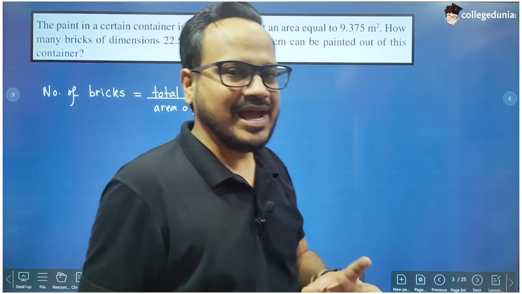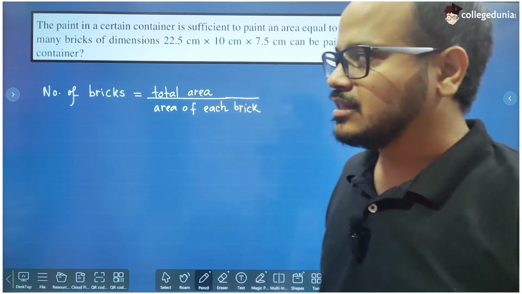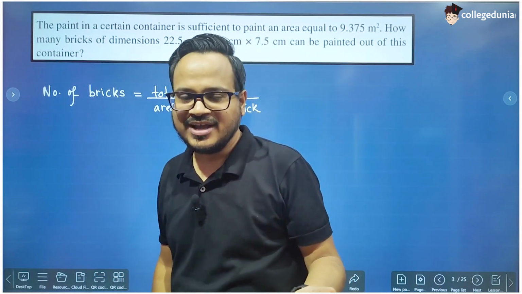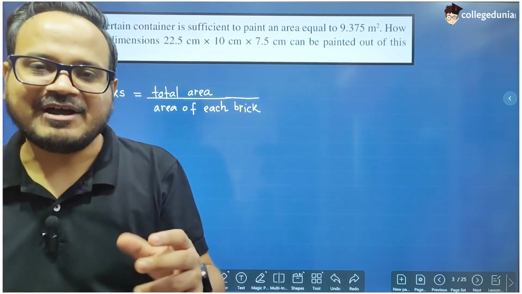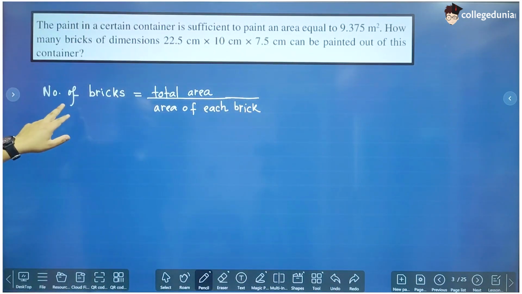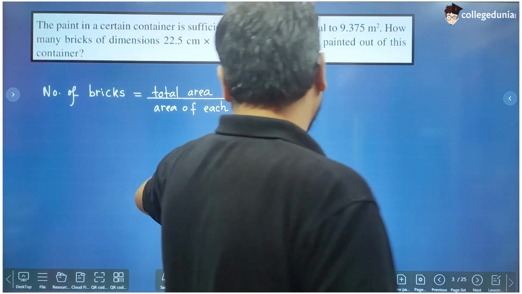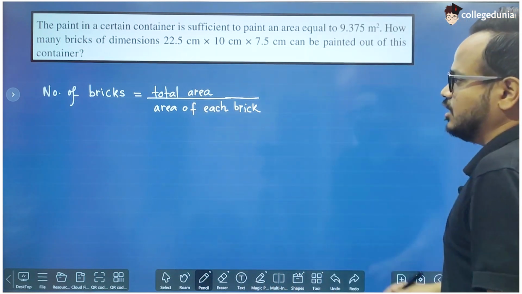Total area divided by area of each brick, because suppose the total area is 10 meter square and area of each brick is 5 meter square. So how many bricks can be painted? 10 by 5, that is 2. So the number of bricks that can be painted using this paint is the total area that can be painted divided by the area of each brick.